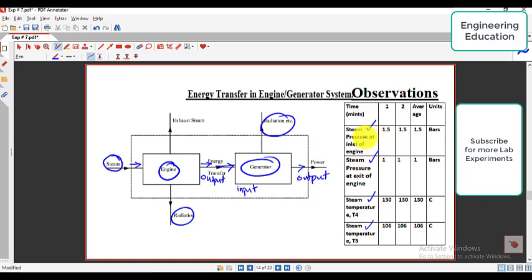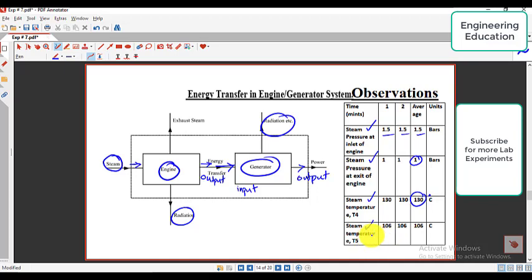So the readings here for this experiment: we have observed that the steam pressure at inlet of the engine is 1.5. Two readings were taken and then the average is 1.5. Similarly, for any value to read from the equipment, we have to take that value two, three or four times, and then we take the average value to make appropriate calculations. Similarly, the steam pressure at exit of the engine is 1 bar, and the steam temperature entering the engine is T4, and that is 130 degrees centigrade.